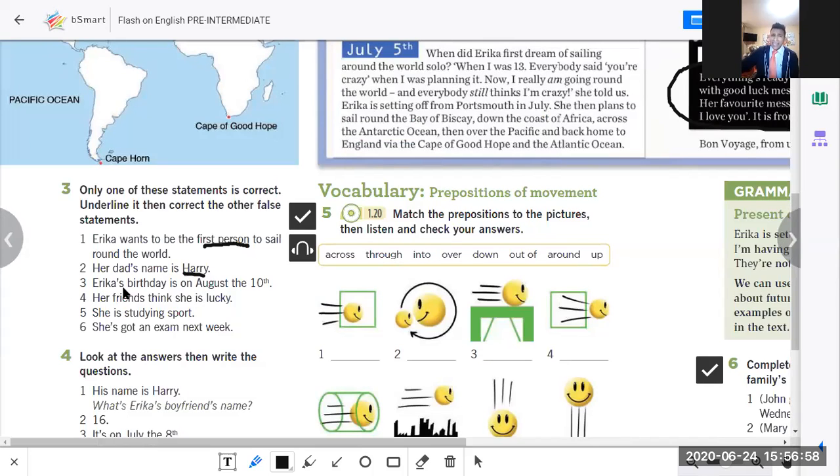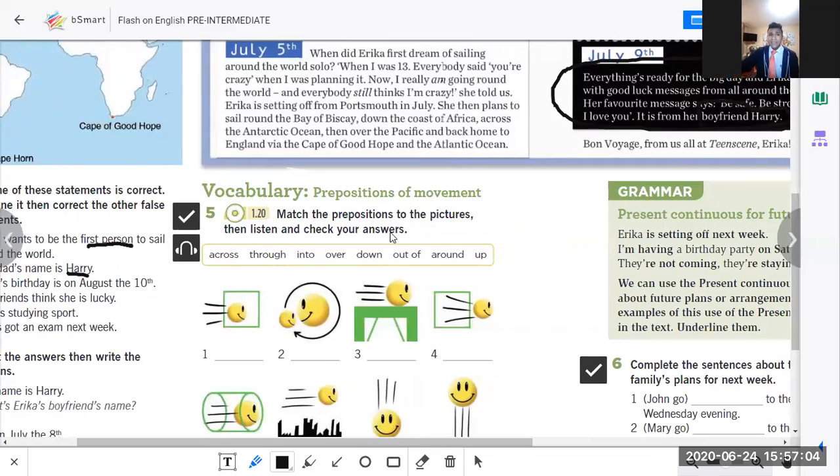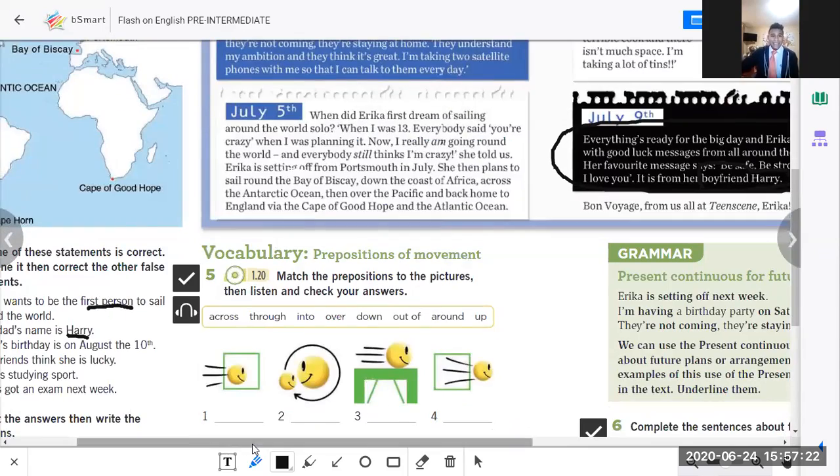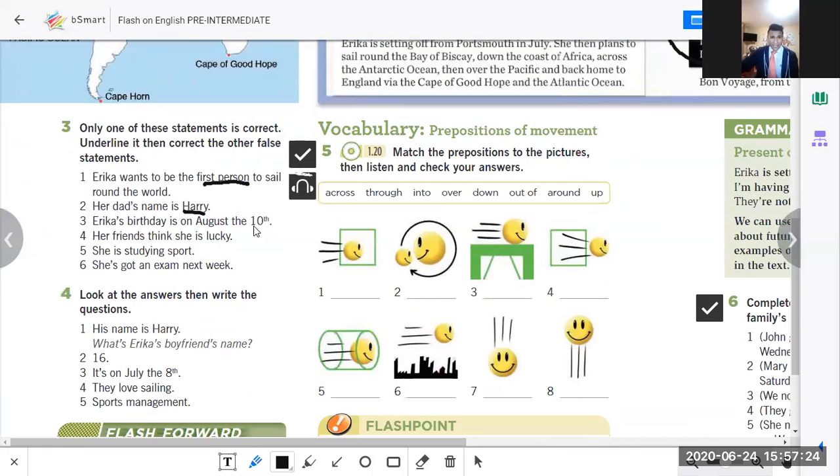Now, number three. Listen, Erica's birthday is on August 10. True or false? Let's see. Here is the answer. False. When is the answer? End of July. July. Okay, very good. That is the answer. Number three is July. Okay, very good.